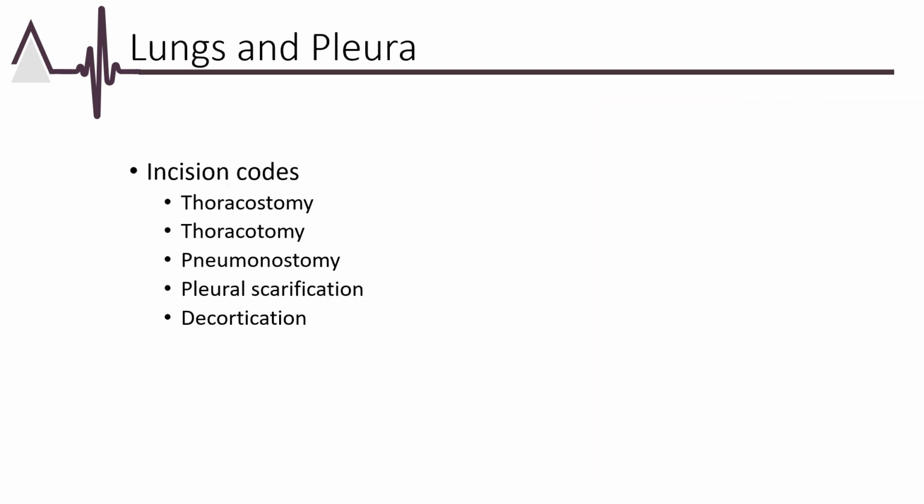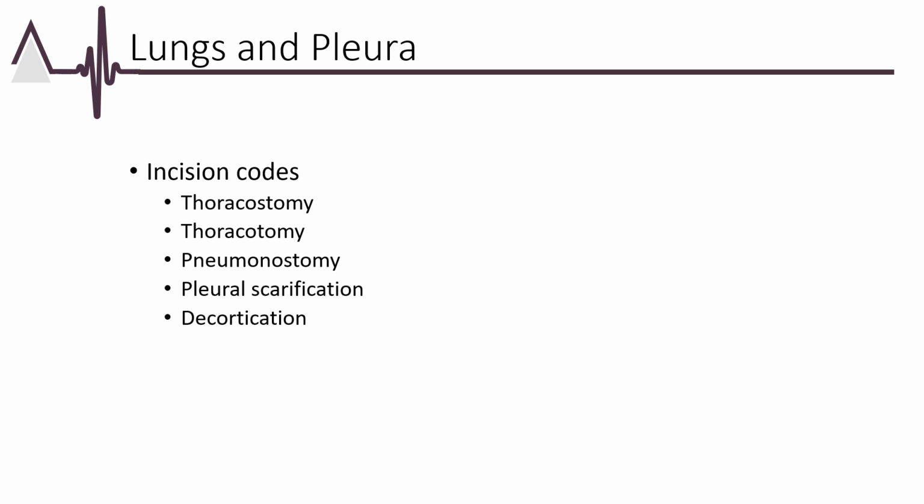Incisional codes for the lungs and pleura contain codes for thoracostomy, thoracotomy, and pneumoniostomy. A thoracostomy is an opening made into the thoracic cavity. A thoracotomy is an incision between two ribs to access the lungs. Once the lung is accessed, a biopsy can be taken. Also, it is possible to explore the lung and pleura.